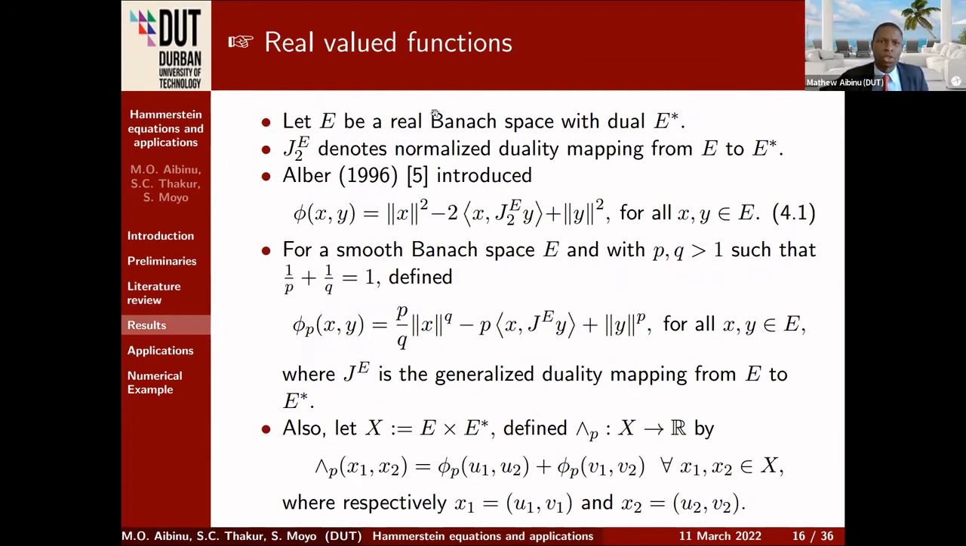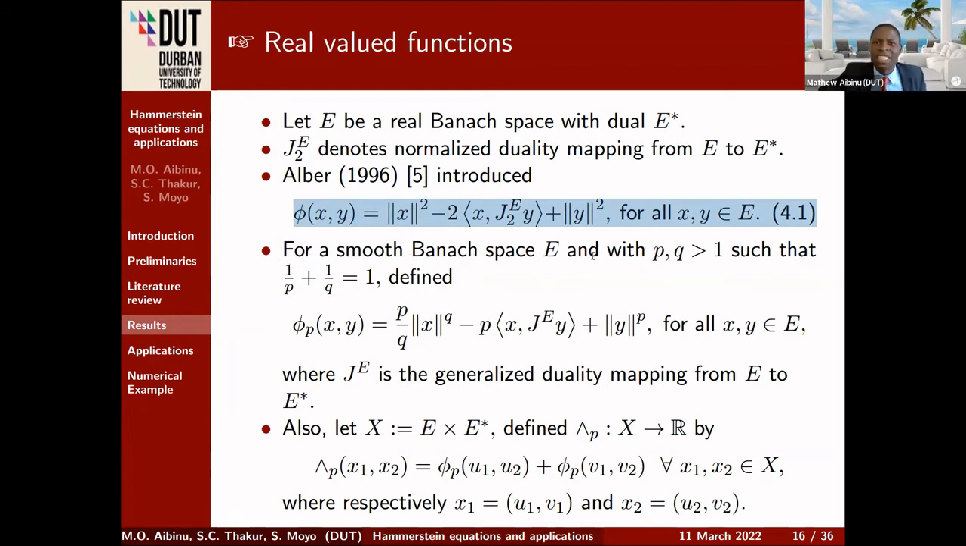Real valued functions. Let E be a real Banach space with dual E*. J, as has been said, denotes the normalized duality mapping. Alber in 1996 introduced this real valued function, phi of x, y, which is defined as this for x, y in E. That's equation 4.1, introduced by Alber in 1996.